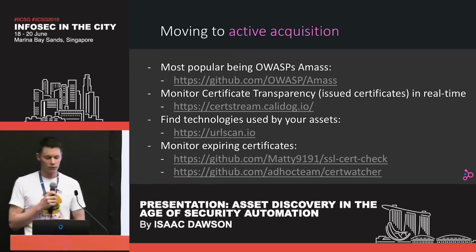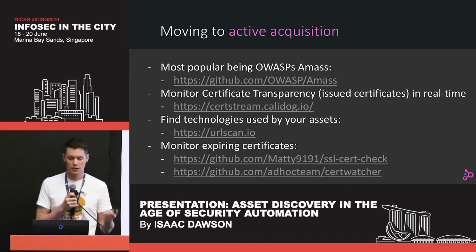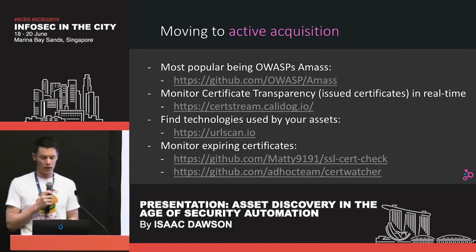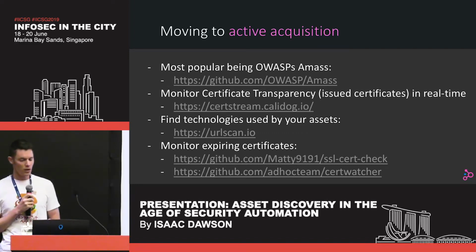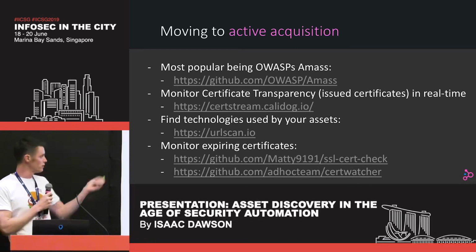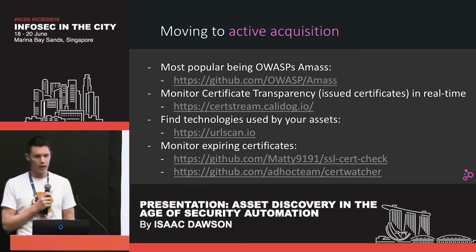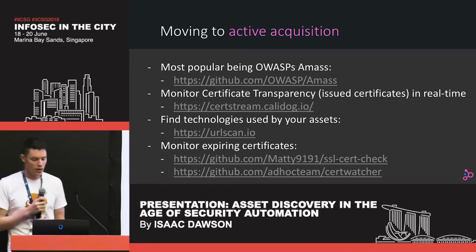There's more of an active acquisition that you can use. The most popular these days is OWASP's Amass project. Definitely highly recommend checking this one out. It's written by Jeff Foley. Again, it's an OWASP project. A lot of the links in here are included in Amass, so it'll do it automatically for you.